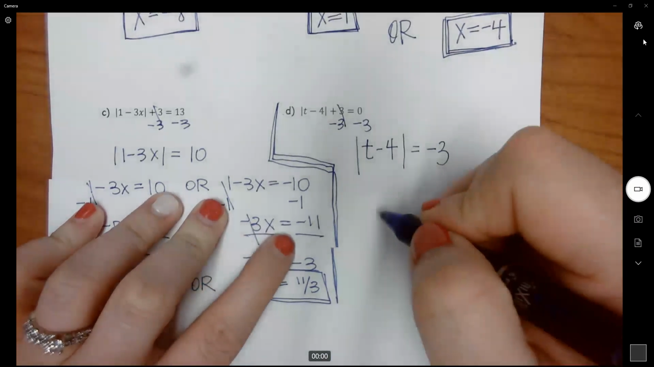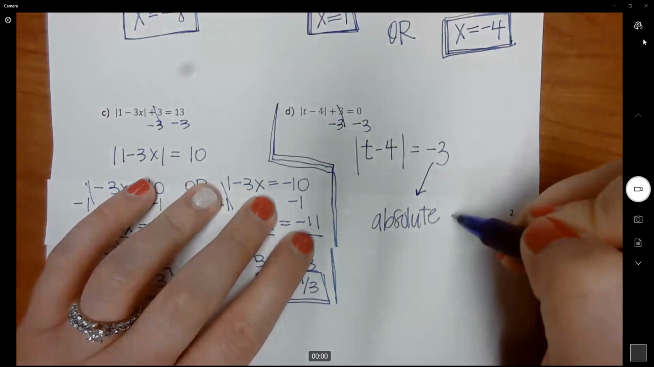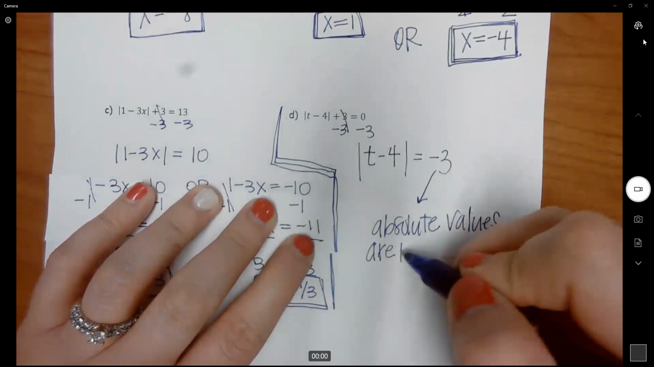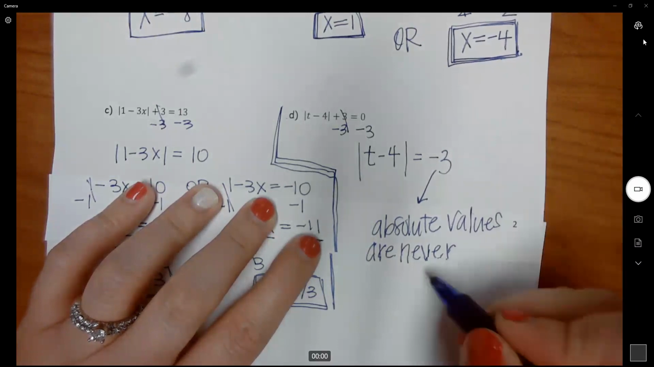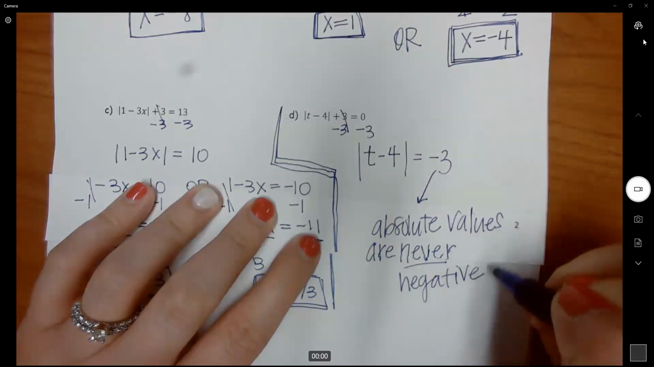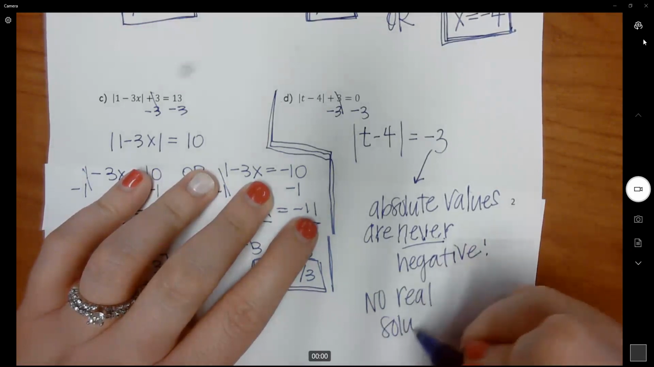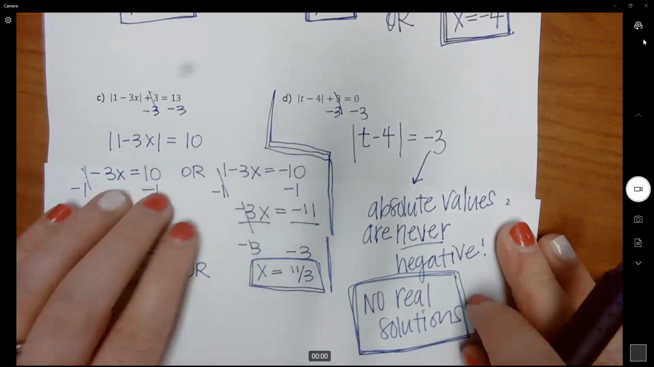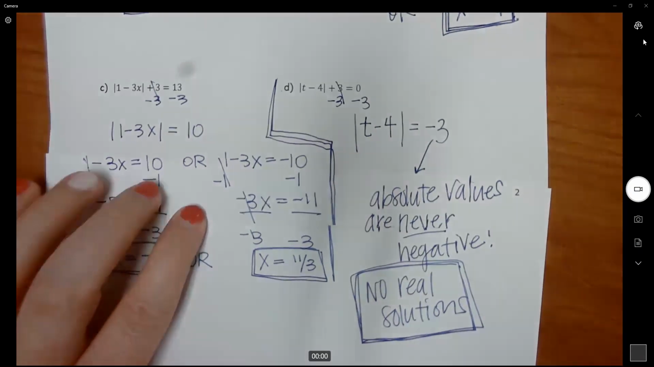So when this happens, we are going to have no real solutions, because absolute values are never negative. So therefore, we have no real solutions. Once you isolate that absolute value that equals a negative number, you've got no solutions or no real solutions.